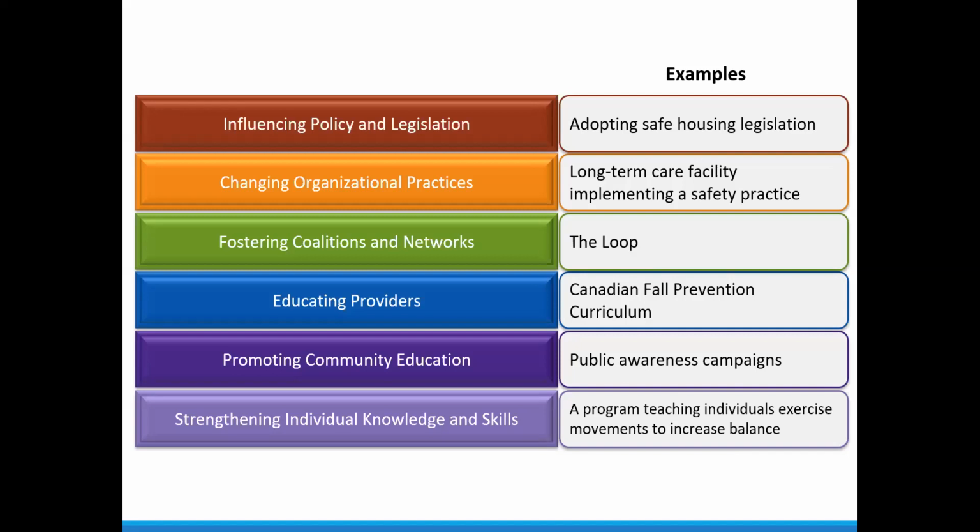Fostering coalitions and networks would be the Loop, just what we're on today, and Loop Junior. Changing organizational practices could be long-term care facility implementing a safety practice. And then influencing policy and legislation could be adopting safe housing legislation. If you're interested in learning more about the spectrum of prevention, it is outlined in a resource called the Canadian Injury Prevention Resource, and we do link this resource at the end of the presentation. I'm going to pass it over to Jen.